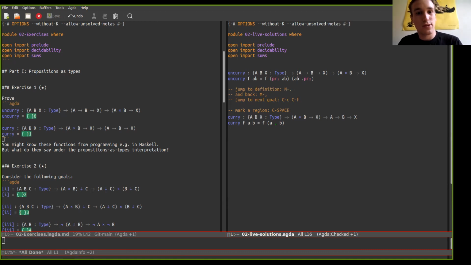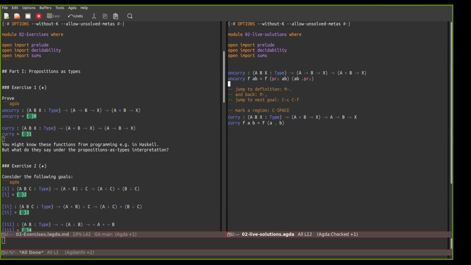One question was, what is the meaning of these two terms, uncurry and curry, under the propositions as types interpretation? Maybe someone wants to answer that, or is it too easy? Well, if you provide two hypotheses and get a conclusion, you can provide the two hypotheses at once with a conjunction, or one at a time, and it's basically the same thing.